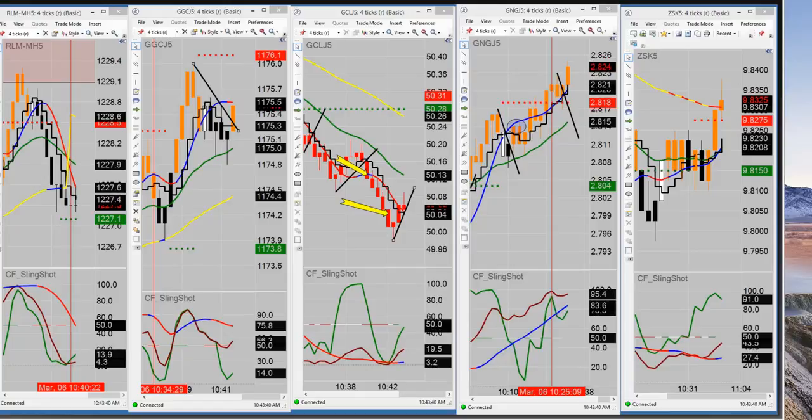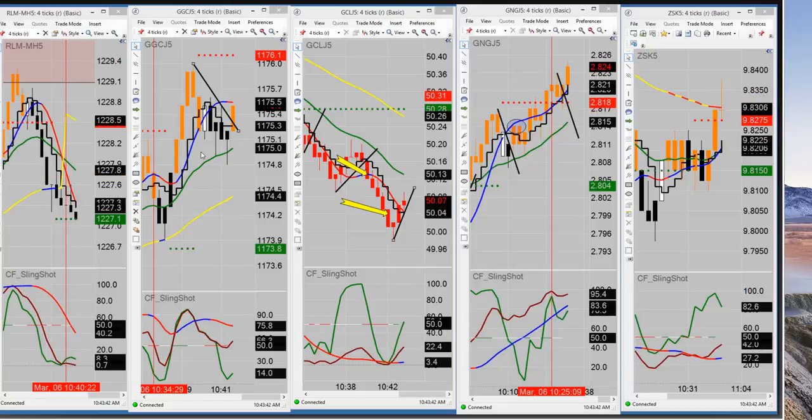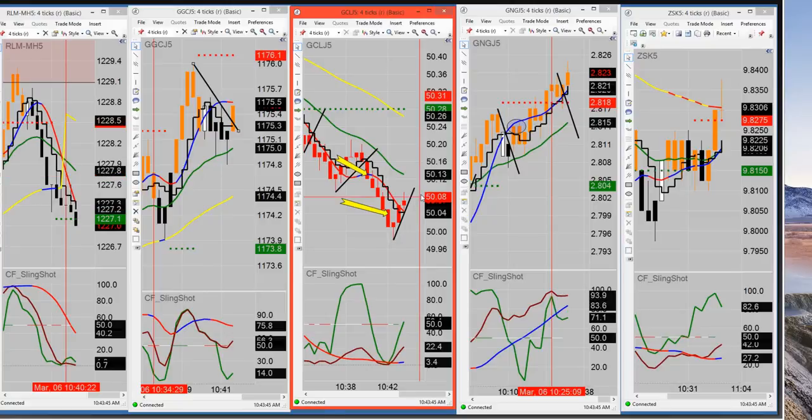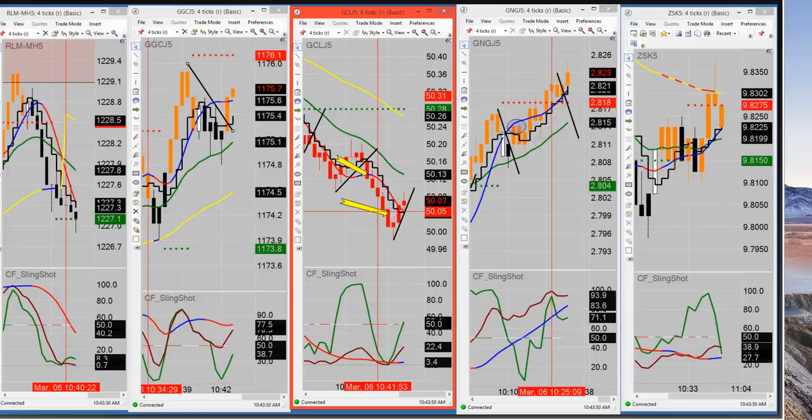Okay, and we're still looking for the up close on the natural gas. And the Russell just dropped down through its weekly trading zone. And on crude right now, 50.09 is the high, 50.04 would be the low.